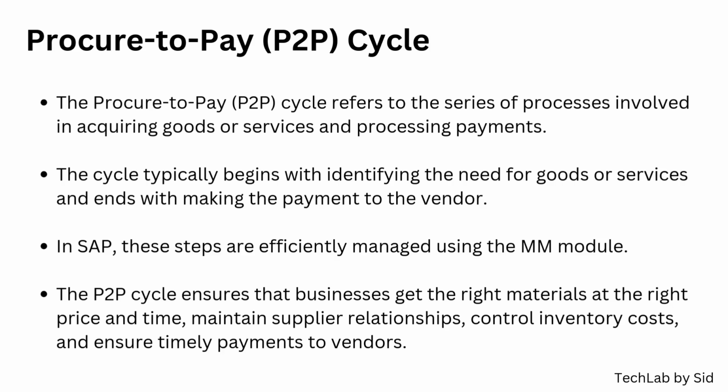The module handles everything from creating purchase requisitions, generating purchase orders, receiving goods, and invoice verification to processing the final payment. By automating and integrating these processes, SAP MM ensures that businesses can get the right materials at the right price and time, maintain strong supplier relationships through consistent, on-time payments, control inventory costs by optimizing stock levels, and ensure timely payments to vendors, improving financial management and vendor trust.